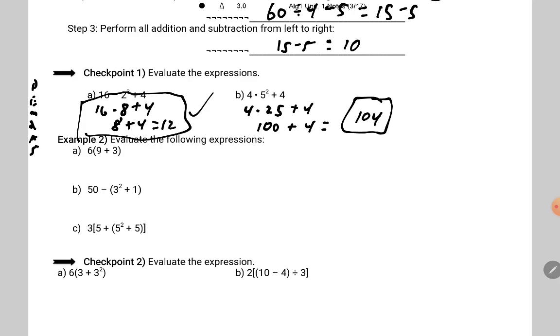If your work is a bit sloppy, make sure to box your answers so I know what answer you came up with.